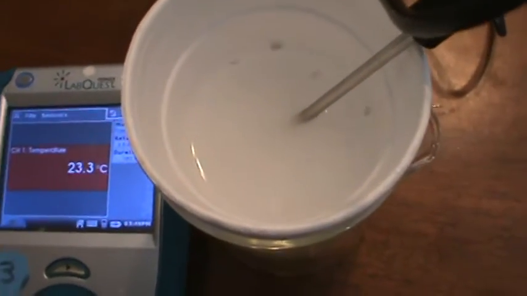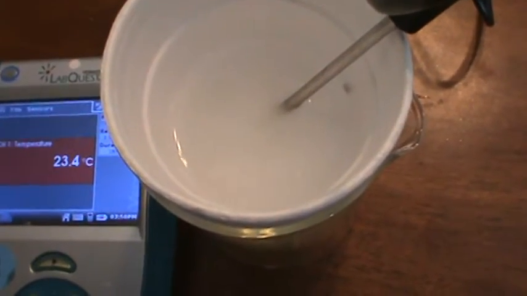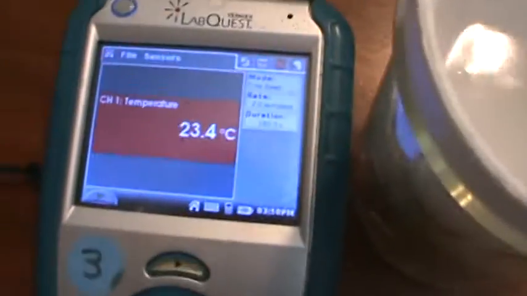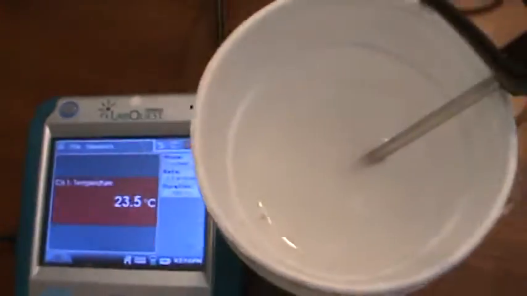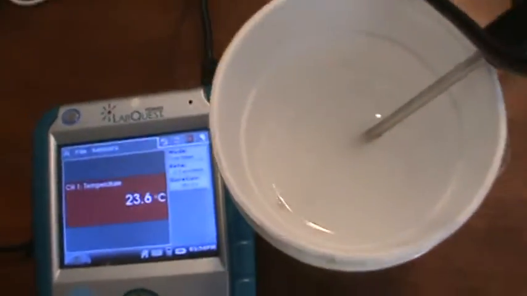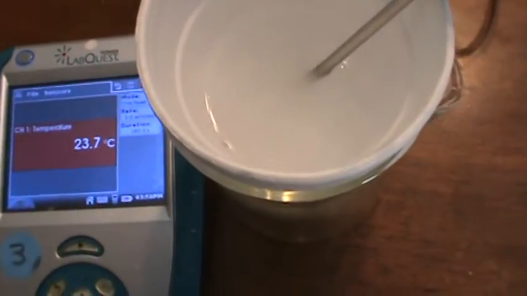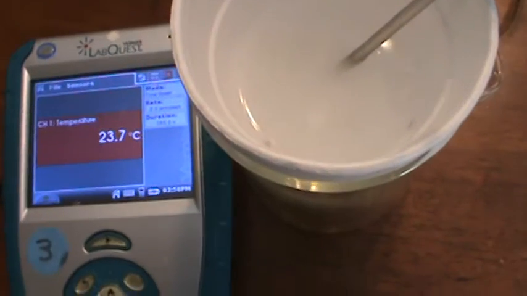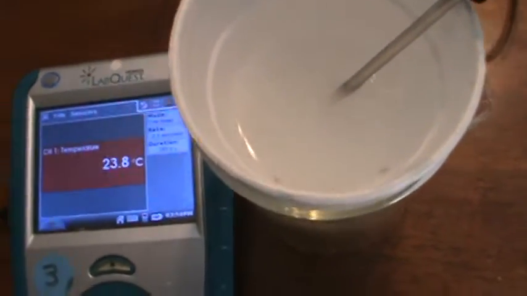All right. So now we can see this temperature is going up. And again, we are taking the temperature of the aqueous vinegar solution. So we're taking the temperature of the water. And that again is an example of taking the temperature of the surroundings.